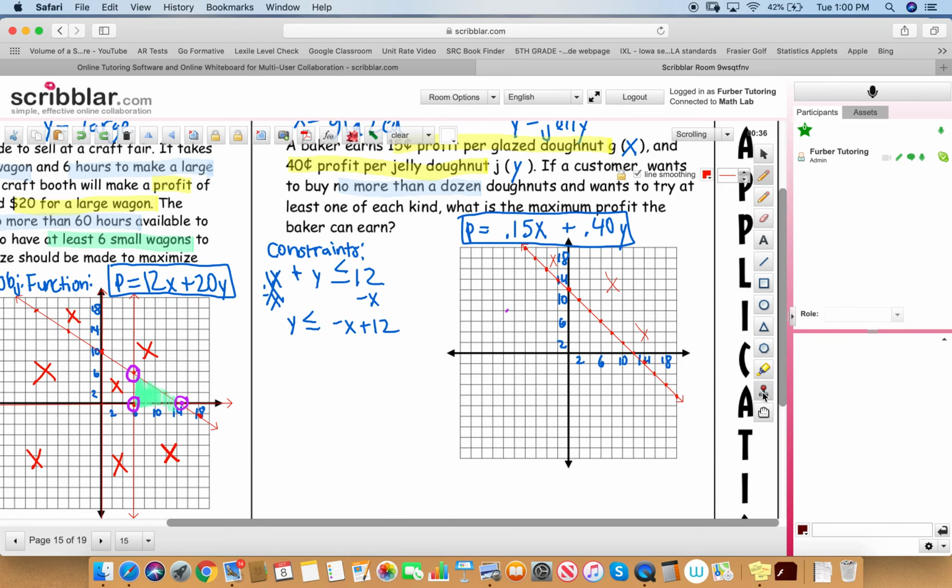And then we have one more restriction that's written for us before we have to use our common sense ones. And that is that they want to try at least one of each kind. So at least one jelly and one glazed. So those restrictions are pretty easy. The second one is going to be the number of glazed donuts has to be greater than or equal to 1. They want to try at least one. And the third one, I'm going to write that to the right here. The third one is that the y must be greater than or equal to 1.